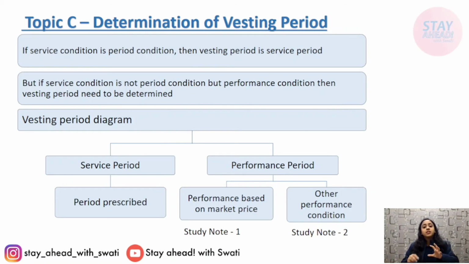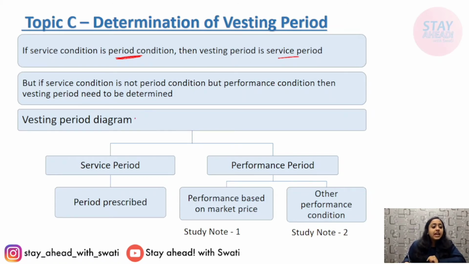Now comes a topic, that is determination of vesting period. There are at times multiple variable conditions and the vesting period is not fixed. In this case, how will we deal with it? Let's see. If the service condition is a period condition, that means the employee is required to fulfill 3 years of service, 5 years of service. If it is a service period, then such service period will be taken as the vesting period. If it is a 3 year service period, the vesting period will be 3 years.